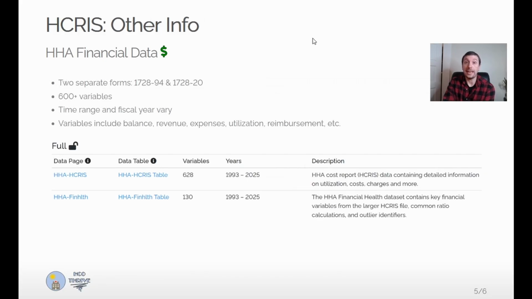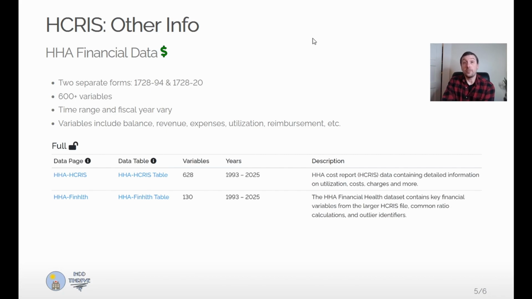For home health agencies, there are two separate forms. The first one started in 1728-94, and then forms switched in 2020. So that's 1728-20. What was the change? The main change is breaking out revenues by payer type. So before it was just sort of aggregate. Now it's broken out: Medicare, Medicaid, etc.